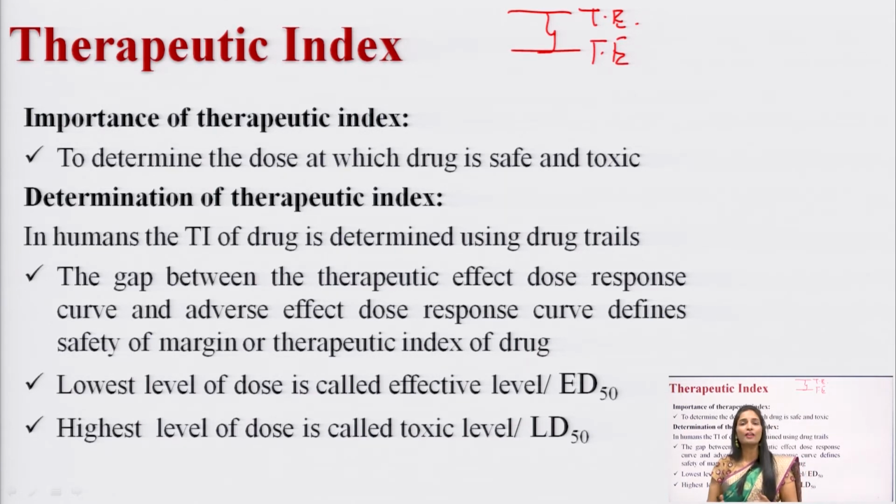The lowest level of a drug you can call the LD50, which I explained in the previous slide, the median lethal dose. The lowest dose of a drug is the effective dose, and the highest dose of a drug is the lethal dose, which you call the LD50.